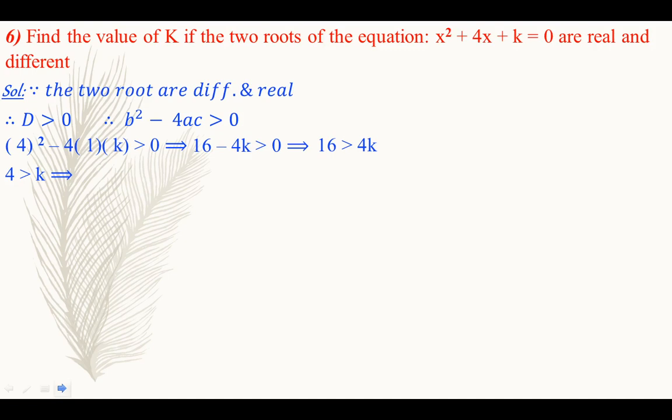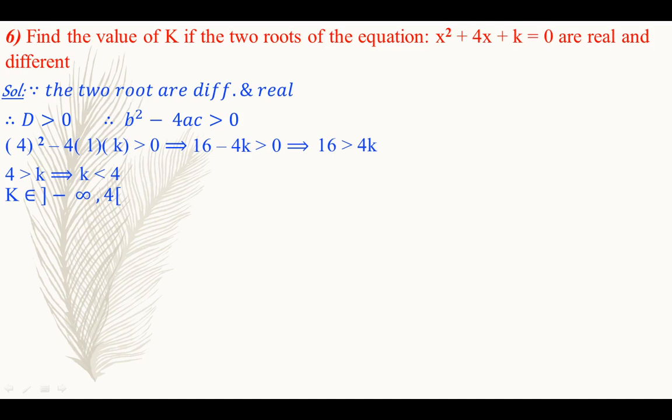Since 4 is bigger than k, that is to say that k is all the numbers which are smaller than 4. Here k is smaller than 4. So we can write it as an interval. K is all the values which are smaller than 4. So k belongs to the interval from negative infinity to 4. Okay? K is smaller than 4. So k belongs to negative infinity and 4.